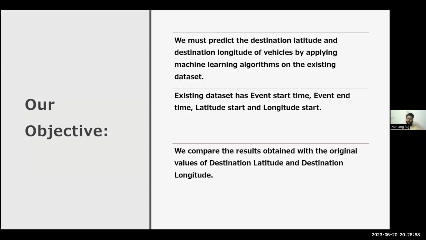Now, we have a data set with starting latitude, starting longitude, event start time, and event end time. We have to predict, using these datasets, the destination latitude and longitude of the vehicle. We try to do it in two ways. In the first way, we predict destination latitude and longitude separately. In the second case, we predict them simultaneously, and we compare the metrics.